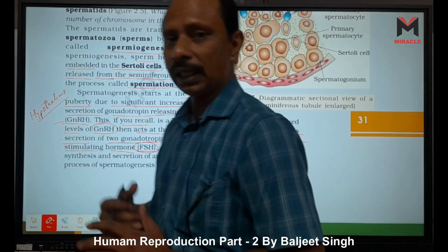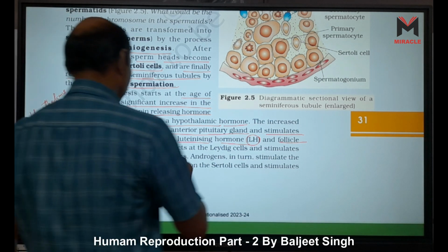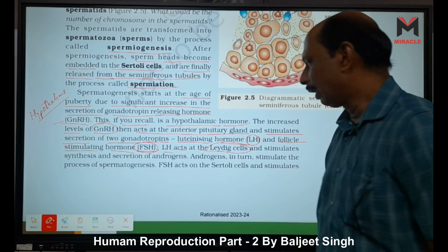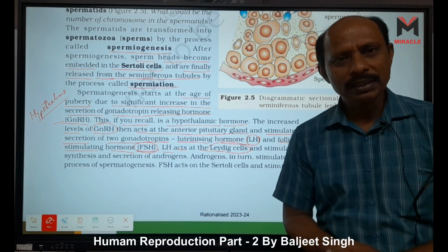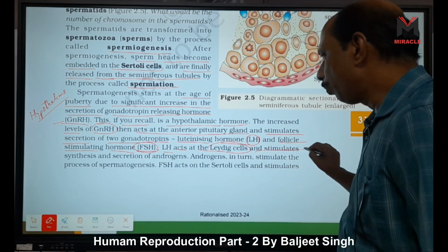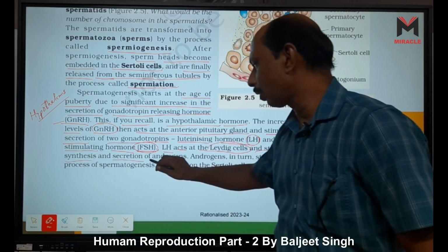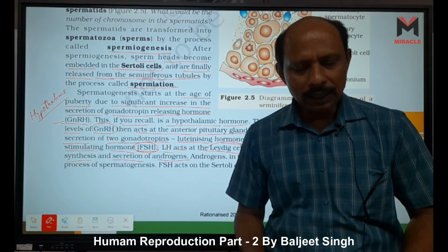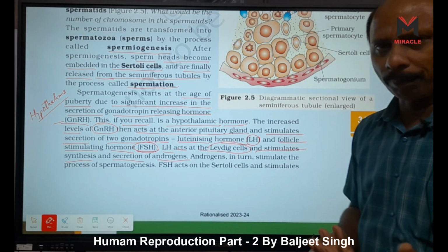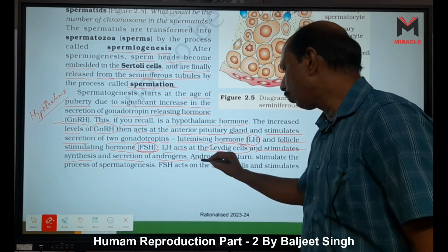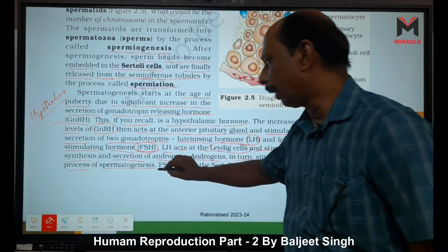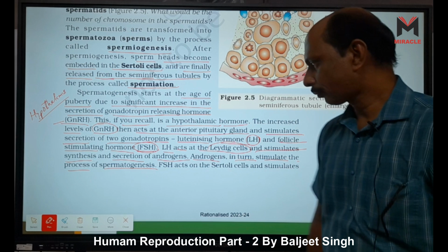Now what is the function of LH or FSH? LH, or luteinizing hormone, acts at the Leydig cells. Leydig cells are sometimes also called interstitial cells, right? It stimulates the synthesis and secretion of androgens. These Leydig cells are responsible for the secretion of androgens, for example testosterone. Androgens in turn stimulate the process of spermatogenesis, right?